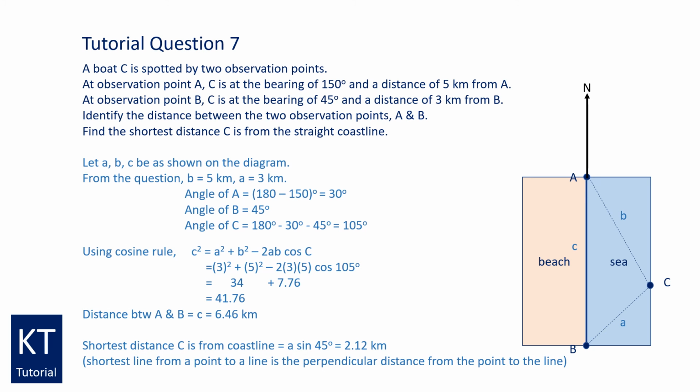By letting A, B, and C be as shown on the diagram, we could easily say that B is 5 km, A is 3 km, angle of A is 30 degrees, angle of B is 45 degrees. And from here, we shall be able to decipher angle of C being 105 degrees. Applying the cosine rule, we could then solve for C, which is the distance between A and B. Further to this, the shortest distance C is from the coastline is A sine 45, which comes to 2.12 kilometers.